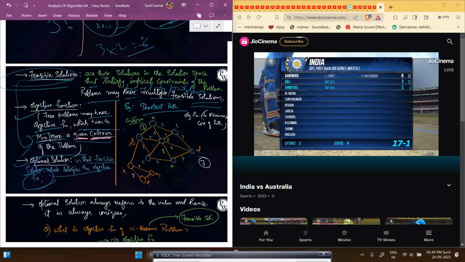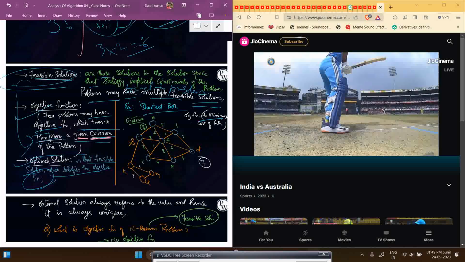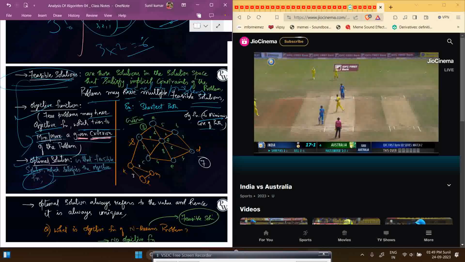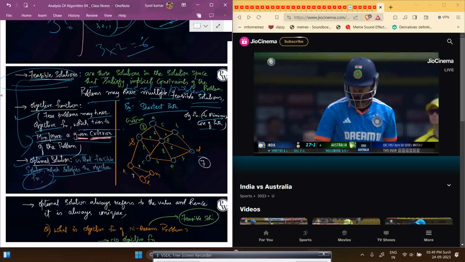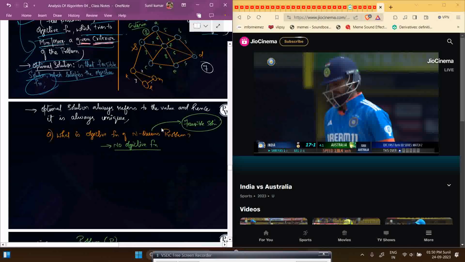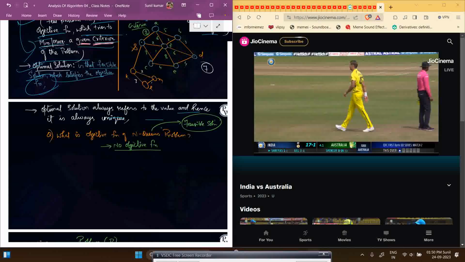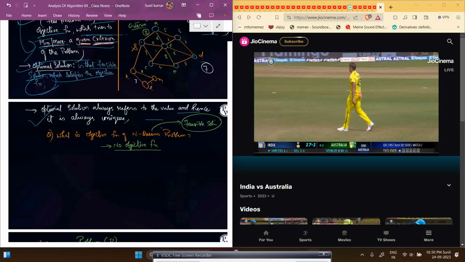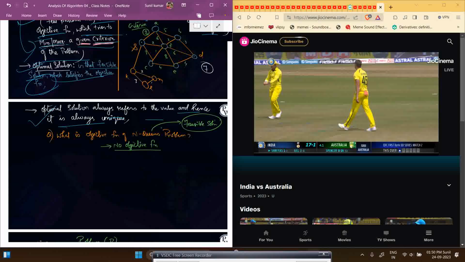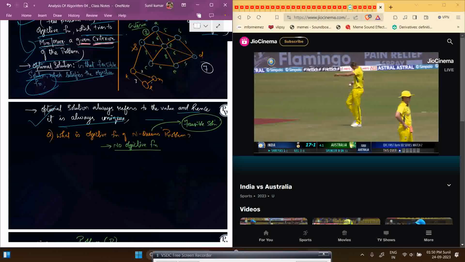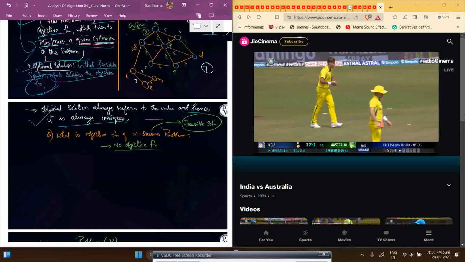For example, in the shortest path problem for a graph, the objective function would be the minimum cost of the path. The optimal solution always refers to the value, and hence it is always unique.